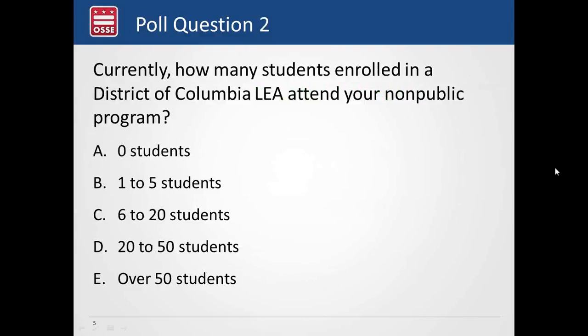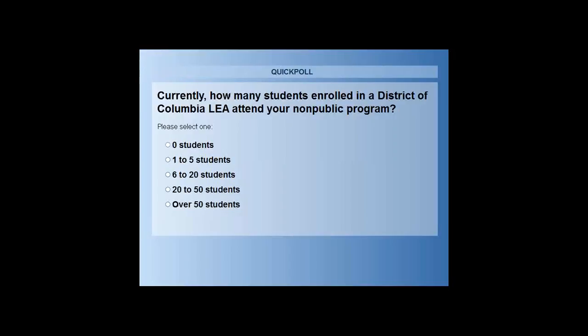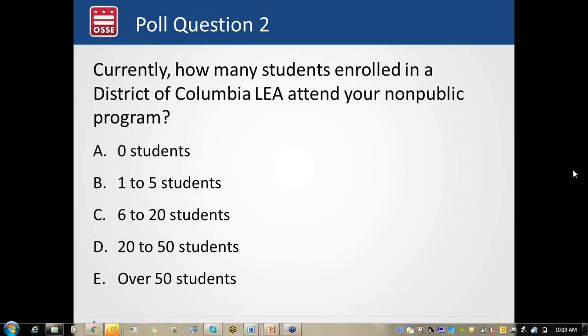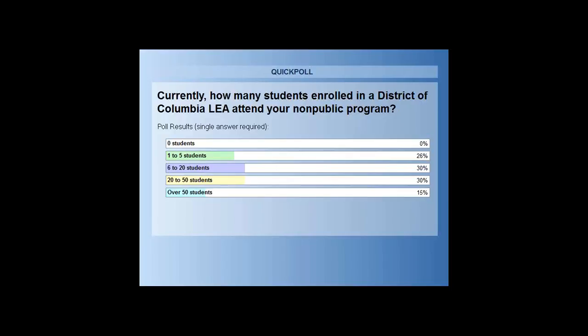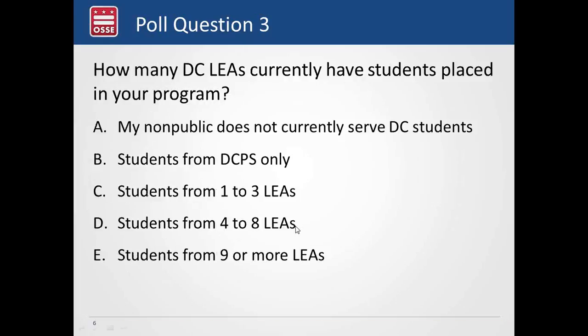Great. And I would like to ask you another poll question. Currently, how many students that are from DC attend your non-public program? So as you know, the students remain enrolled in a DC LEA, and they attend your program to receive services. Thank you for taking a minute to vote. Great, as you can see, we have some of everything today. All of you have at least one student, and there's actually a fair amount of you that have a large number of students from DC, which is great. This webinar will be very helpful.